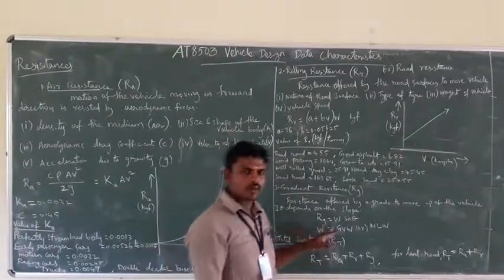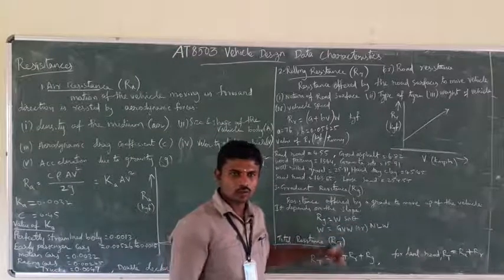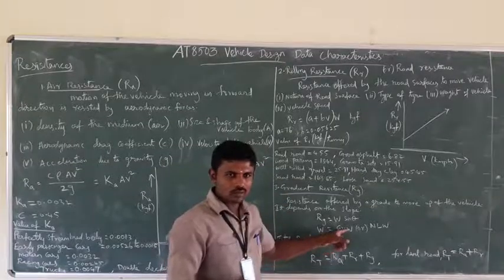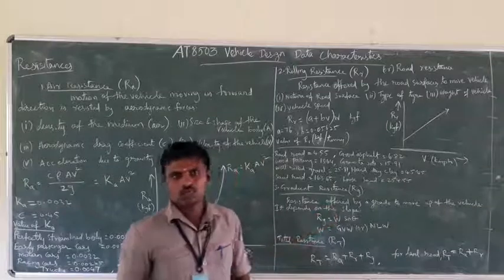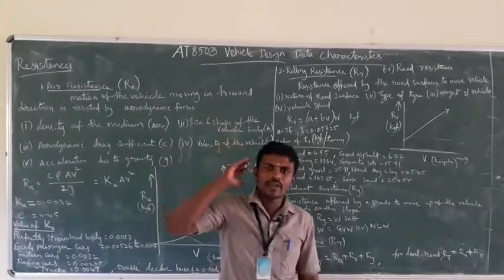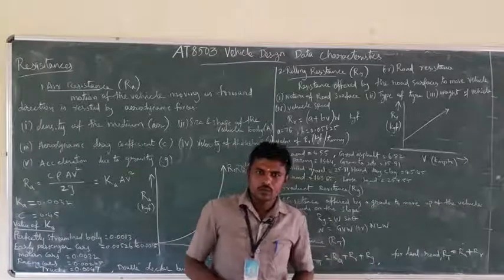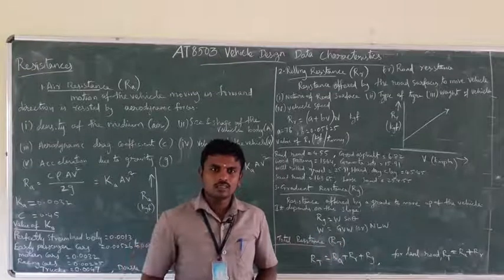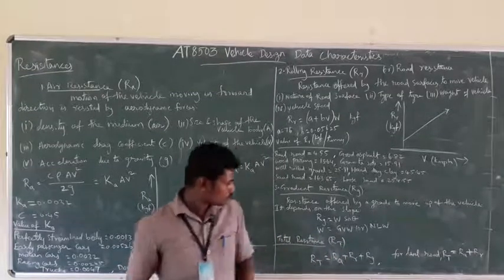For finding the gradient resistance, the formula is W sin theta, the forward direction load, W sin theta. Already you studied this concept in engineering mechanics itself, right? Already you found these resistance values in engineering mechanics. The same concept comes over here, right?